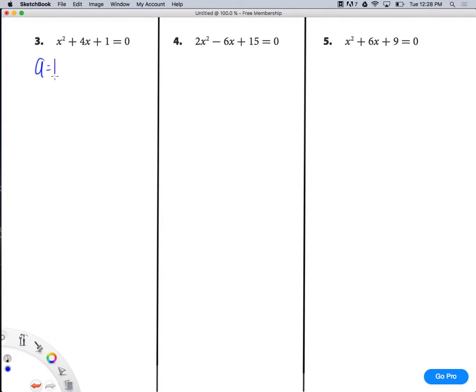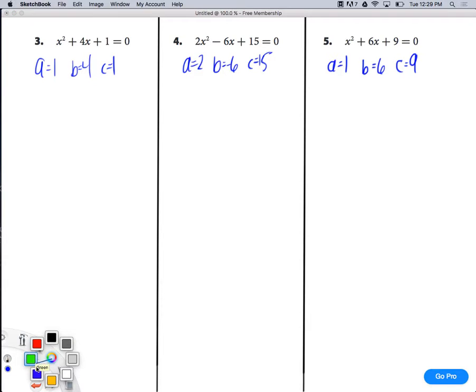First thing I do is find A, B, and C. So I'm going to do that for all of them. Honestly, you may not think it's necessary, but I highly recommend you actually write out A equals this, B equals this, and C equals this anytime you use anything with the quadratic formula. And we have to remember that the discriminant is b squared minus 4ac.